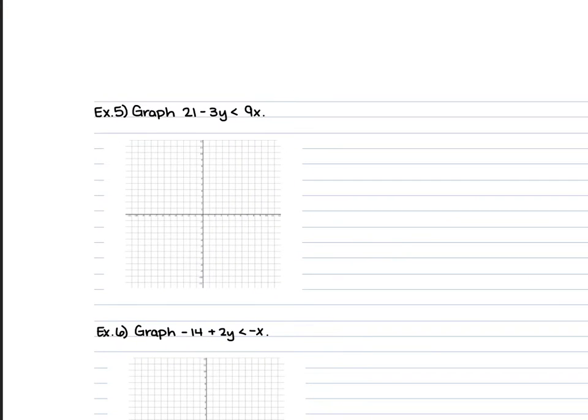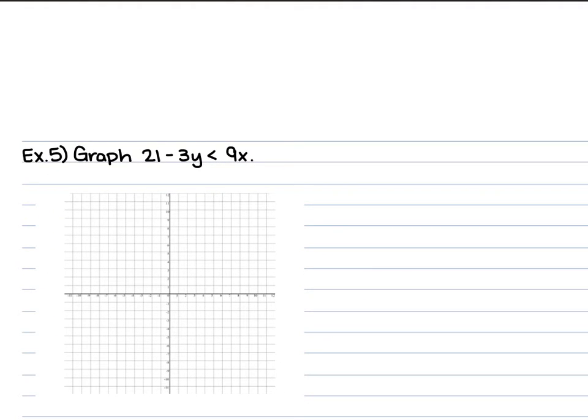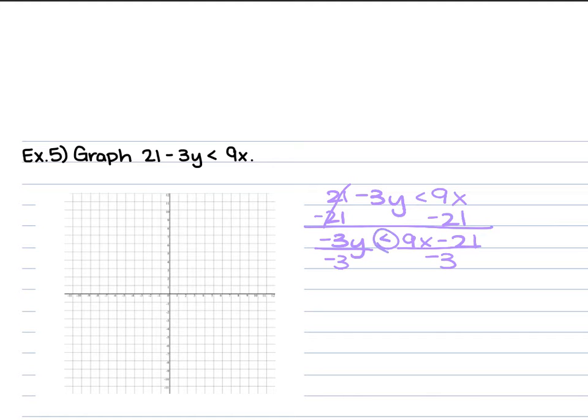So if we look at example 5, we have 21 minus 3y is less than 9x. So we're going to solve this for y. We are going to move the 21 over by subtracting it from each side. So we have negative 3y is less than 9x minus 21. We're dividing each side by a negative 3, so we're going to switch the sign. We have y is greater than negative 3x plus 7.